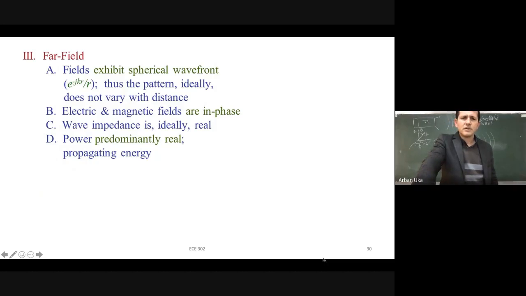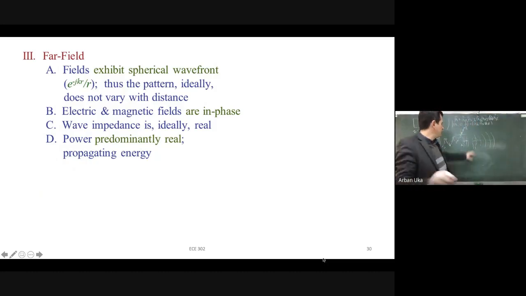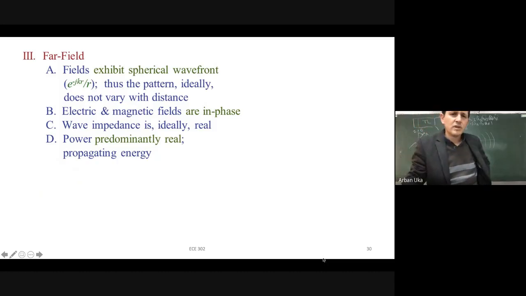This is the third region, which is the far field, and here we talk about the fields which exhibit a spherical wavefront. So the far field can also be mimicked with what we just drew here. This wavefront is like a point source distribution, which is described by e to the power jkr over r. And the pattern does not change with the distance. Now, electric and magnetic fields are in phase. The wave impedance is real, so we don't have a factor which is going to include a phase difference just because of a propagation along a longer path.